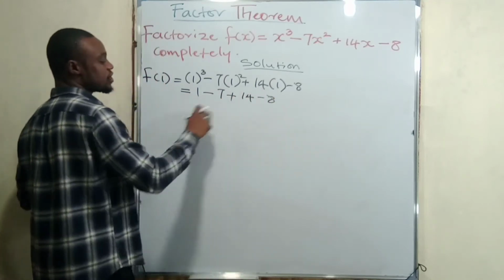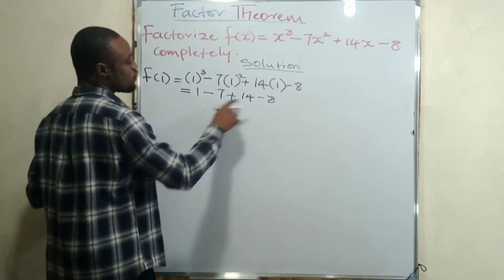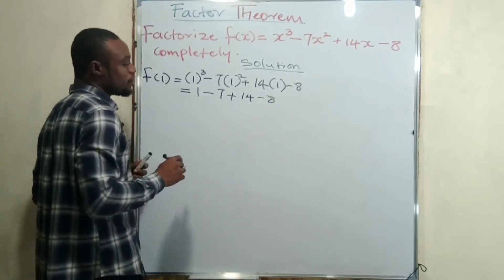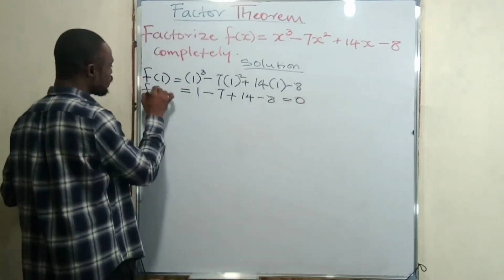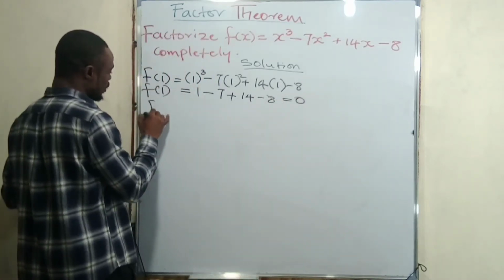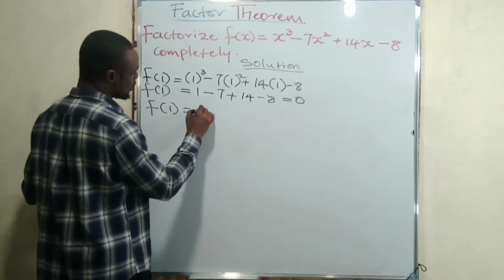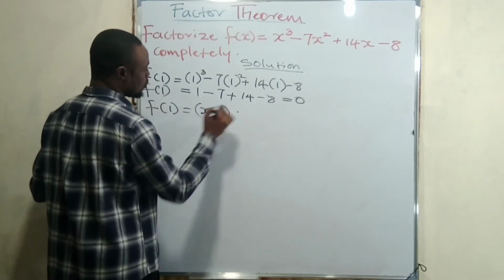So 1 minus 7 is minus 6, plus 14 is 8, and 8 minus 8 is 0. So we can see that f of 1 is 0, so it is a factor. So we now have our factor, which is x minus 1.